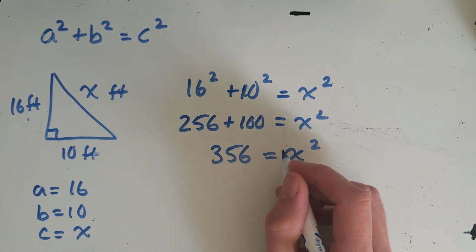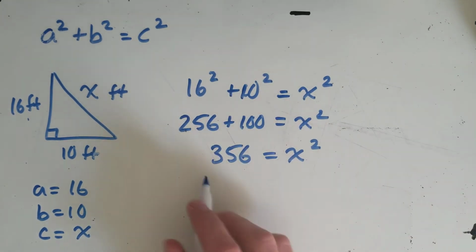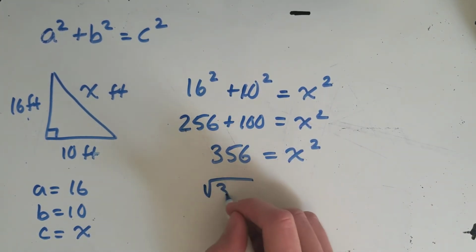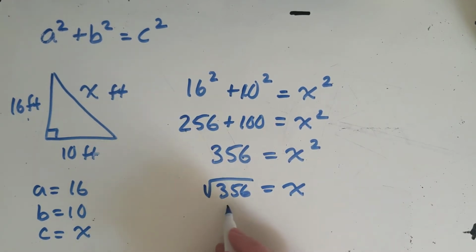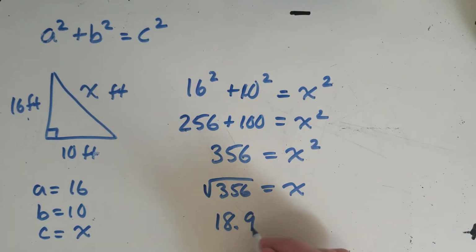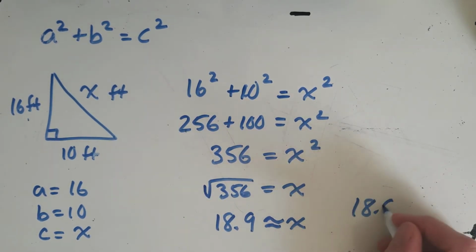We're going to round answers if they're not perfect squares to the nearest tenth. So when you take the square root of 356, that'll give you x. And when you put this in a calculator, if we round to the nearest tenth, it's 18.867, so it would round to 18.9. That is what x is going to be equal to. So it's 18.9, and we're in the unit of feet.